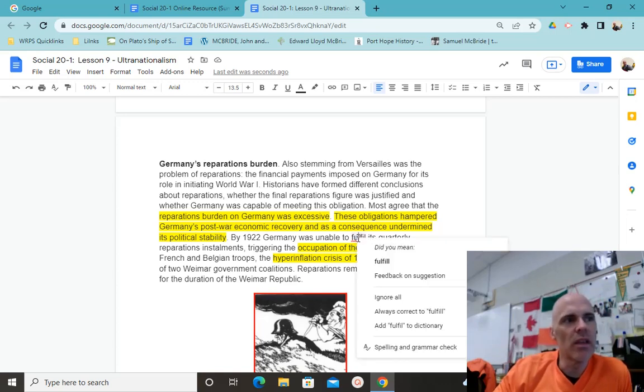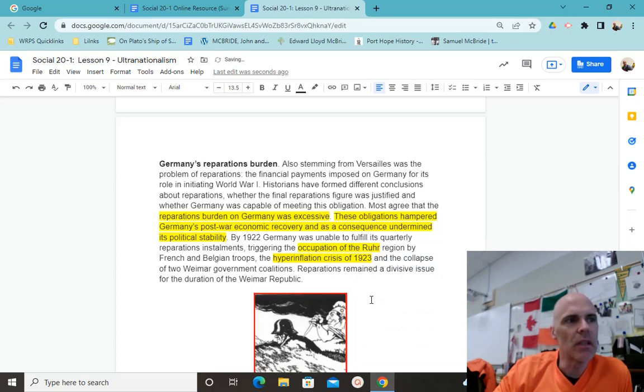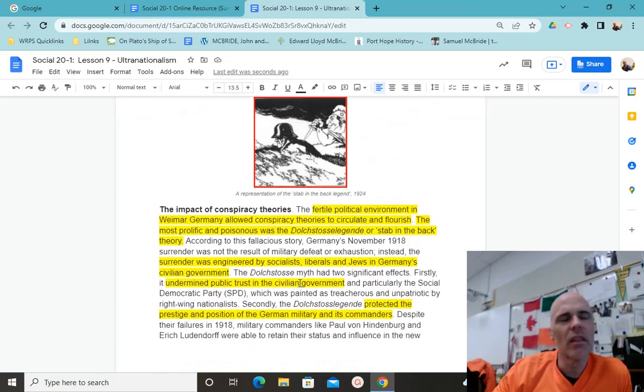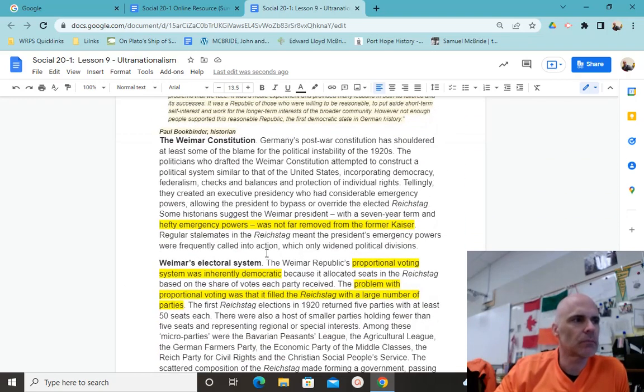And it didn't help when the French occupied the Ruhr to speed up the repayment, and the resulting hyperinflation crisis of 1923 further destabilized the faith in the Weimar Republic. The fertile political environment in Weimar Republic allowed conspiracy theories to circulate, including the most famous, the stab-in-the-back theory that I've talked about. How did we lose the war? Were we not winning? We're the Germans. We have the best military in the world. Literally our country was built on blood and iron. It just didn't make sense. They had to be betrayed by forces from within.